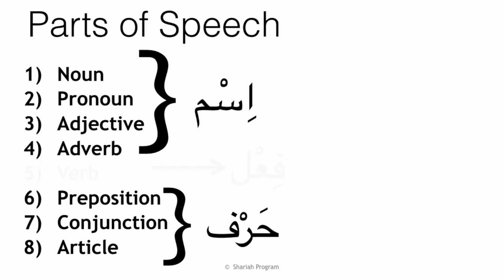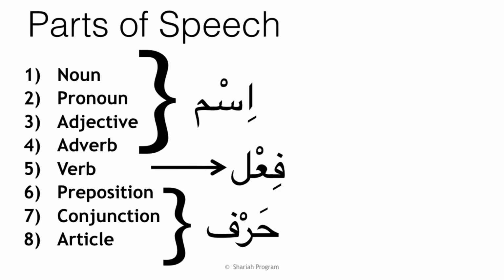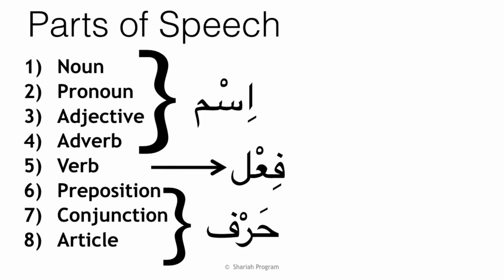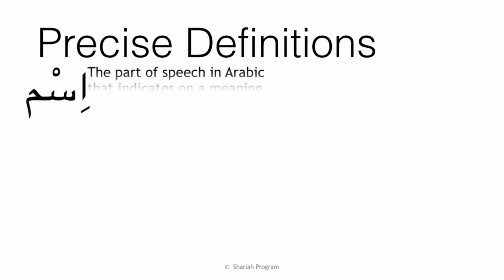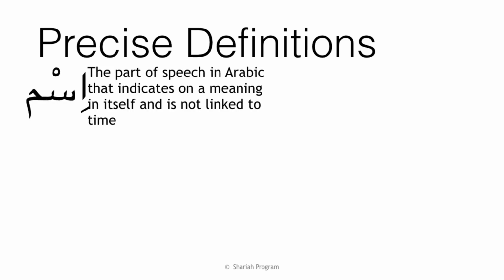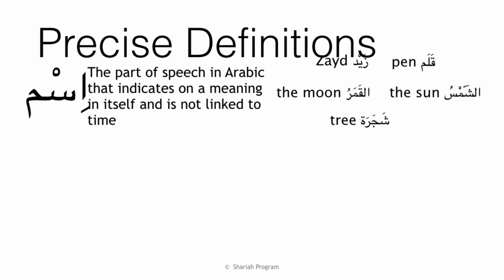Clearly, right? So the noun, the pronoun, the adjective, and the adverb indicate a meaning in themselves and are empty of tense, whereas the fi'l has tense. So now we're ready to give precise definitions. Okay, so here are the definitions. Ism is the part of speech in Arabic that indicates a meaning in itself and is not linked to time. Right? And examples are Zayd, Shajara, which means tree, Qalam, which means pen, Ash-Shamsu, which means the sun, Al-Qamaru, which means the moon. Right?